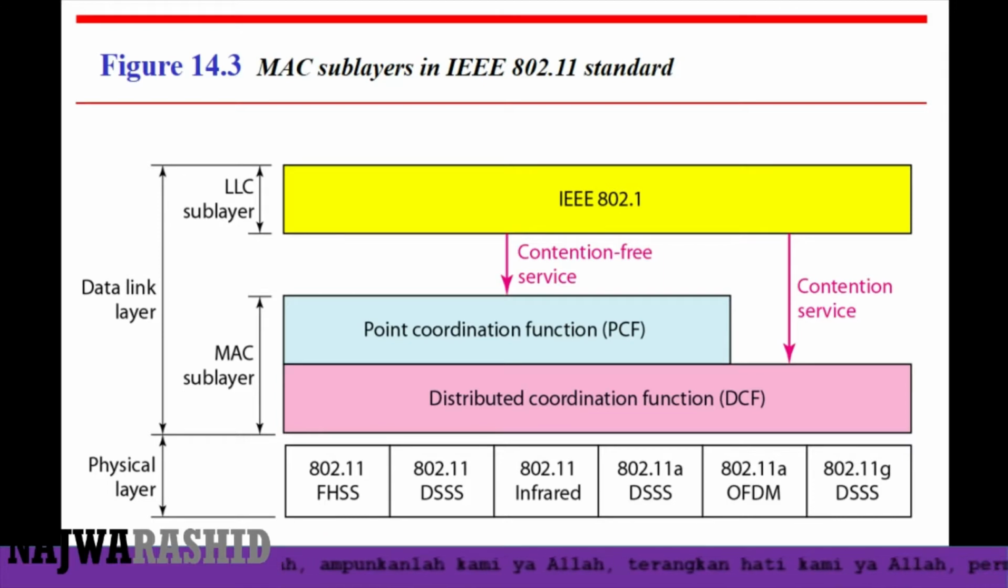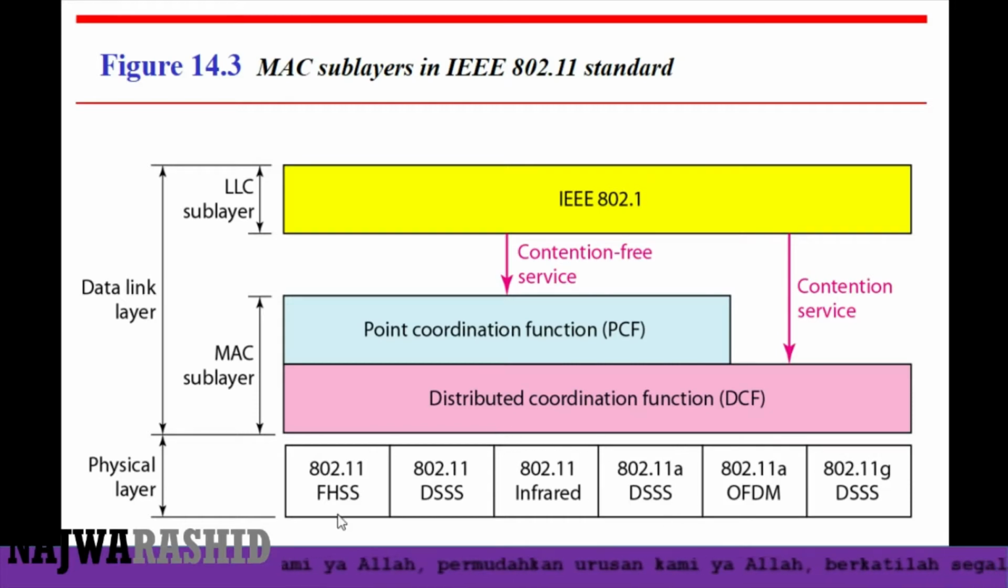Now we look at the MAC sublayers in the IEEE 802.11 standard. It still discusses the data link and the physical layers. So we have the LLC, and we have the MAC sublayer at this part. Under the MAC sublayer, we have PCF, point coordination function, and DCF, distributed coordination function. The LLC sublayer is IEEE 802.1. For the physical layer, we have FHSS, DSSS, which is spread spectrum, infrared, and OFDM.